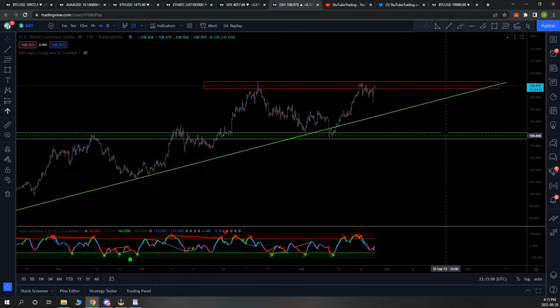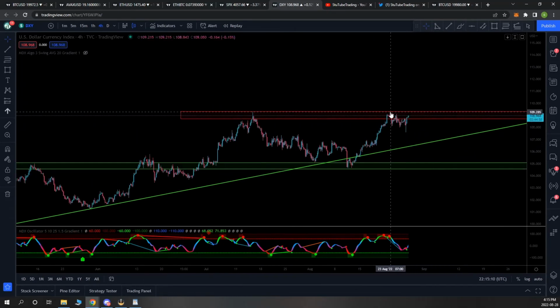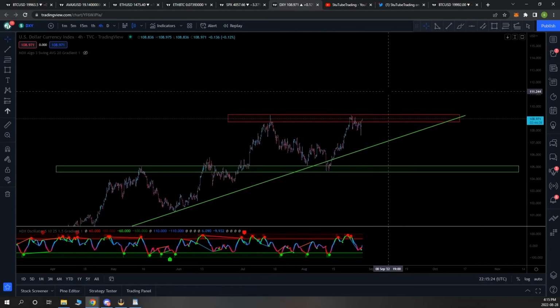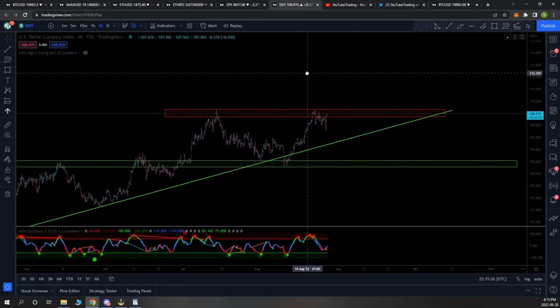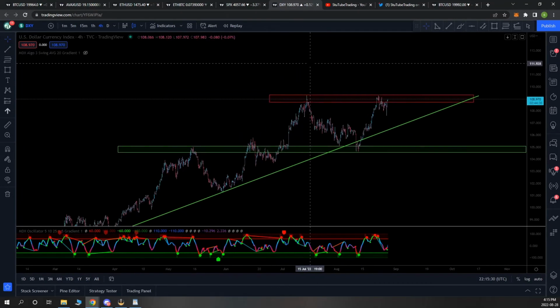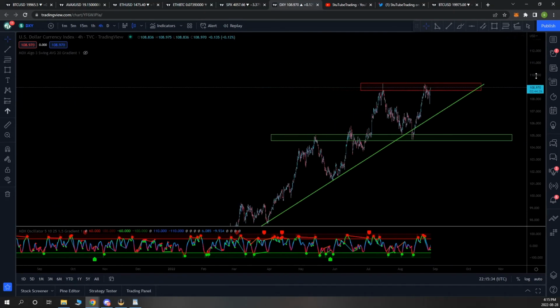If the DXY, the US dollar here, gets rejected... It's still showing quite a bit of strength, even though it's saying that it was overbought. It really never got much of a rejection, but it is struggling a bit. If this breaks out, well, that's not going to be good news for Bitcoin, most likely. Usually if the DXY is pumping, I'm sure we all know this by now, but if you don't, if the US dollar is pumping, generally crypto is doing pretty poorly.